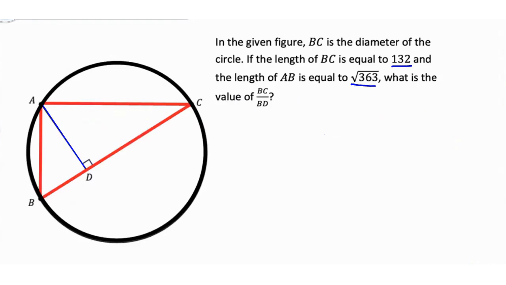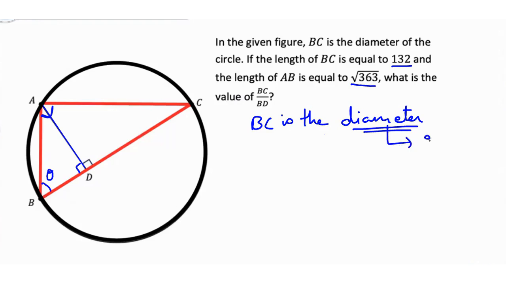So for getting any two angles equal, it's actually very simple. This angle, you can take it as theta. This angle is right angle. Now you should know that BC is the diameter. So it will subtend a right angle here. This angle is going to be 90 degree because diameter always subtends right angle. So this angle is 90 degree.